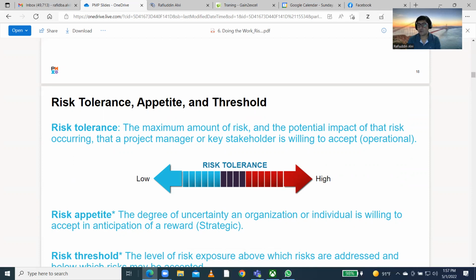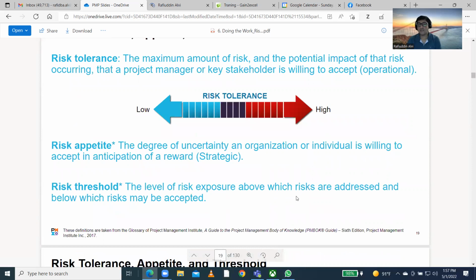Risk appetite means how much risk you are willing to accept in anticipation of some kind of reward. That is risk appetite. Then you have a risk threshold. That is the level of risk exposure above which, if this occurs, I will take some action on it. I gave an example about the petrol getting over: you will fill the petrol. That is the risk threshold.